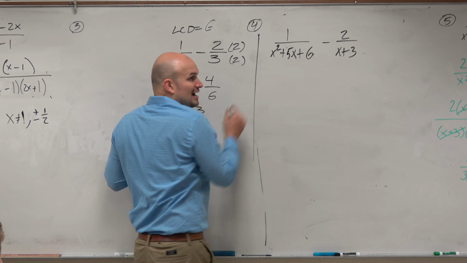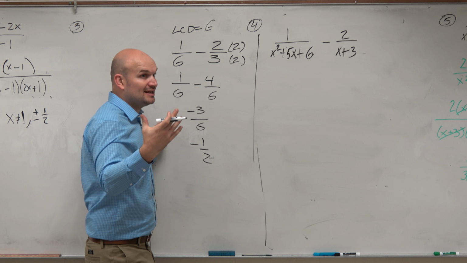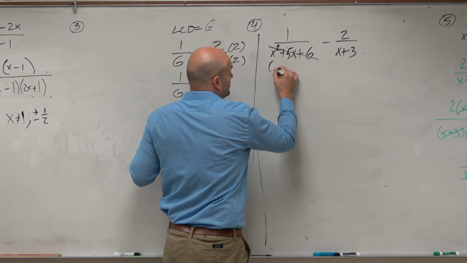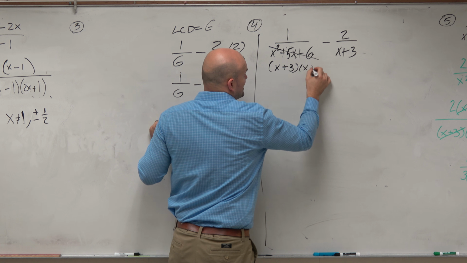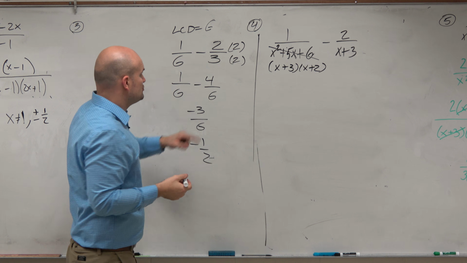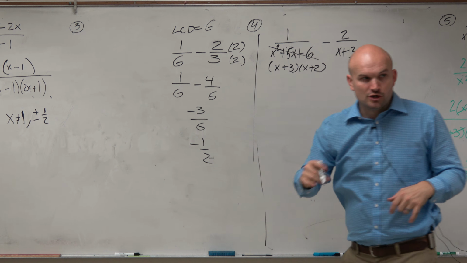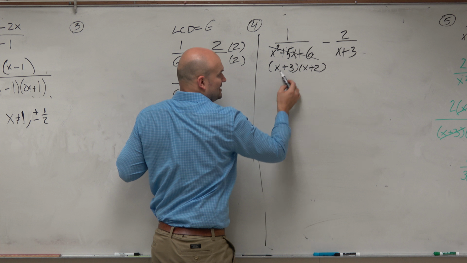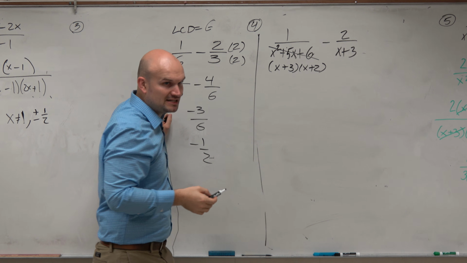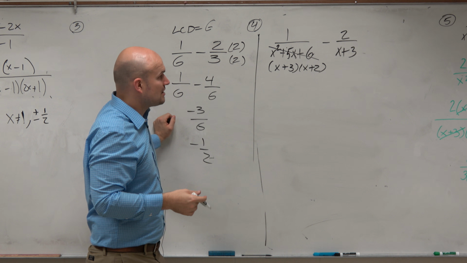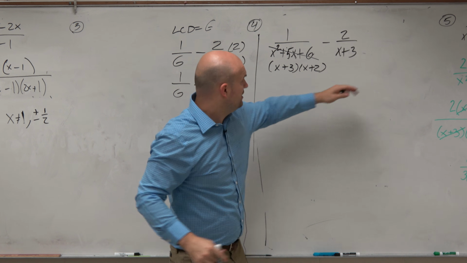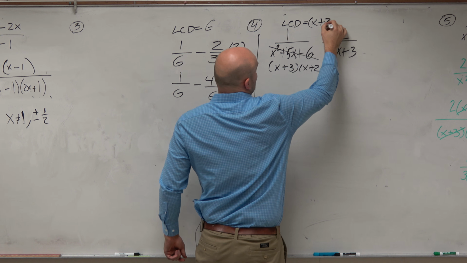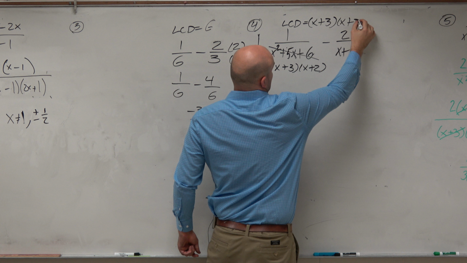So if I see a trinomial, my brain automatically says, look to factor it. And this is factorable. X plus 3 times x plus 2. So just like the 3 and the 2 both divided into 6, do you guys see that these already share the x plus 3 as a factor? Right? So I don't want to multiply these two. I can just identify my LCD as x plus 3 times x plus 2.